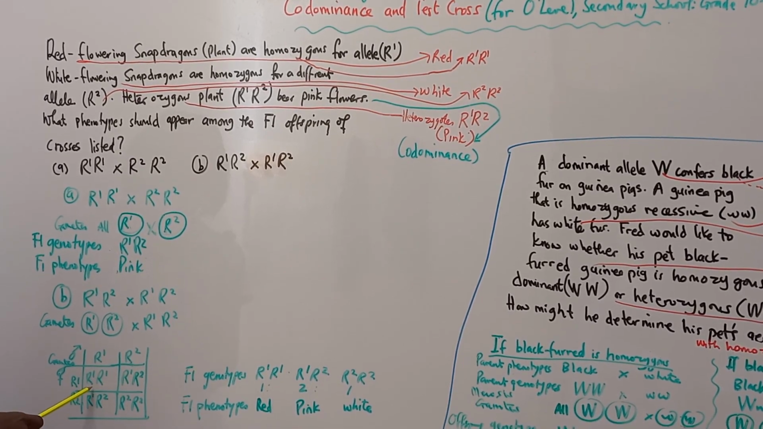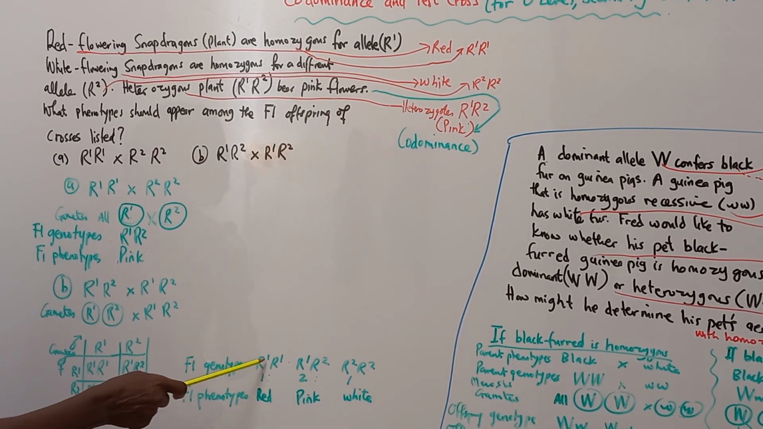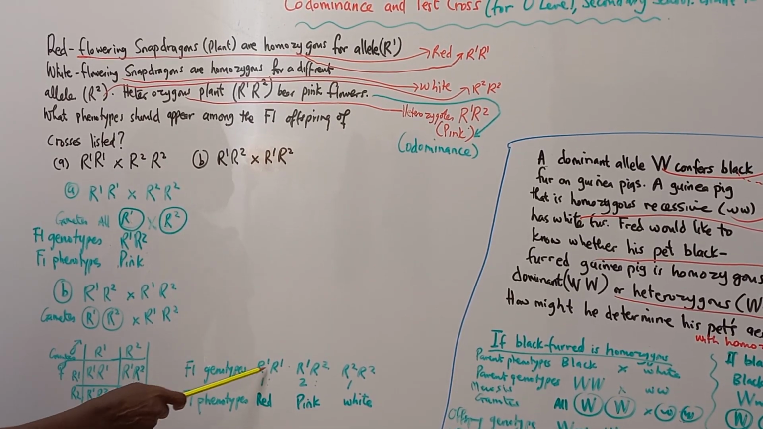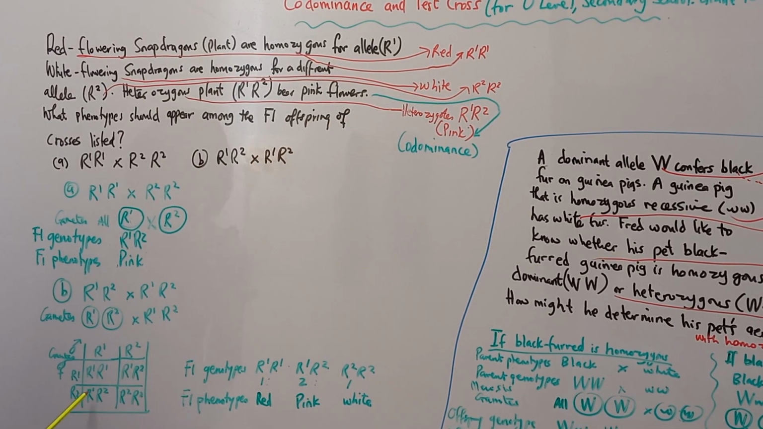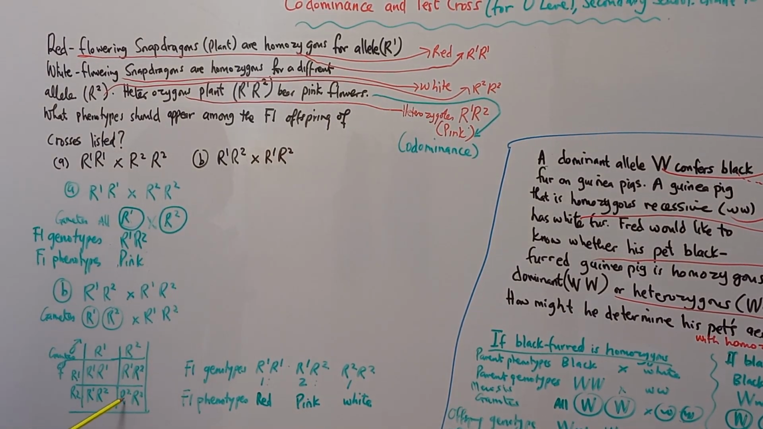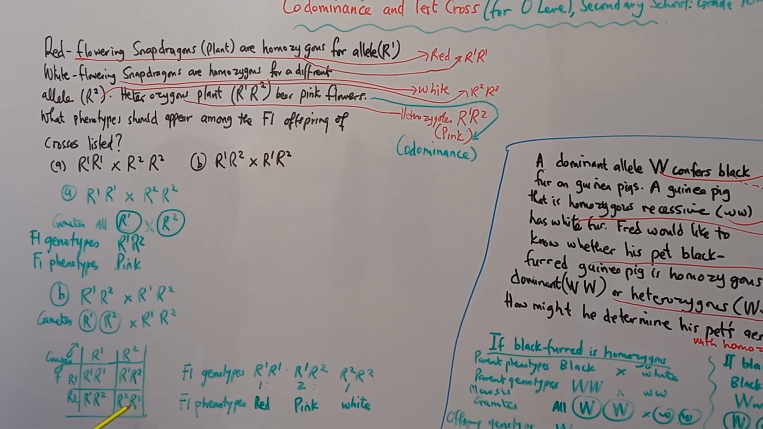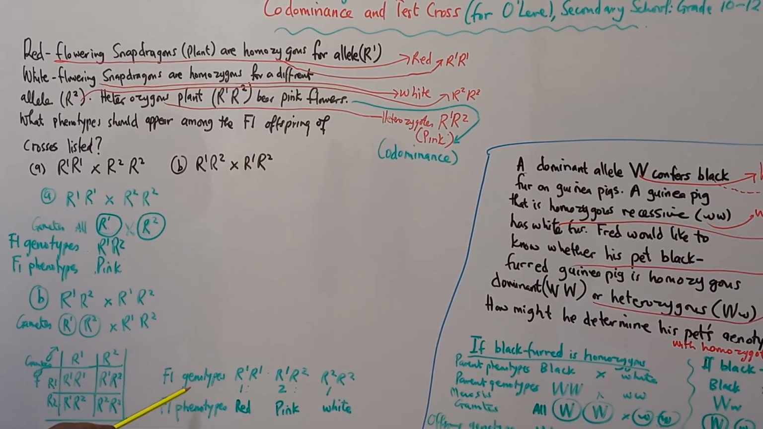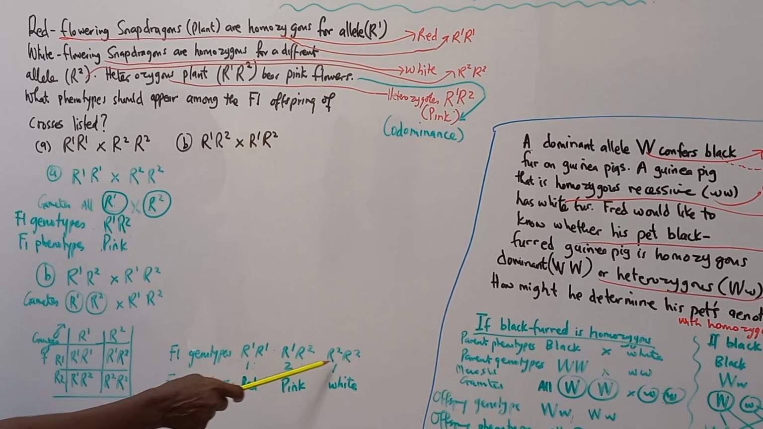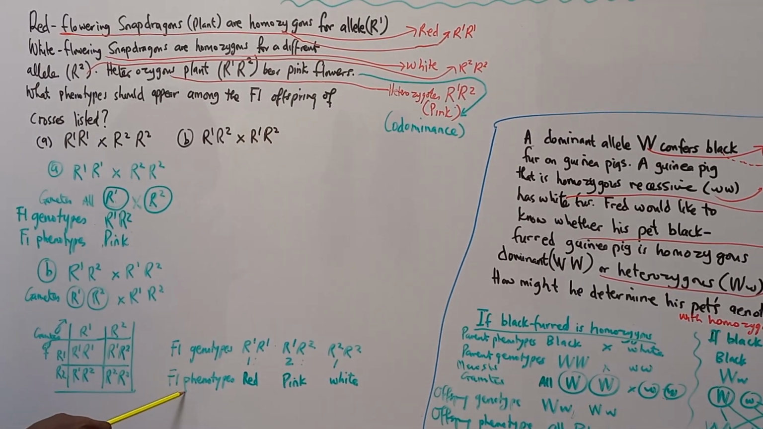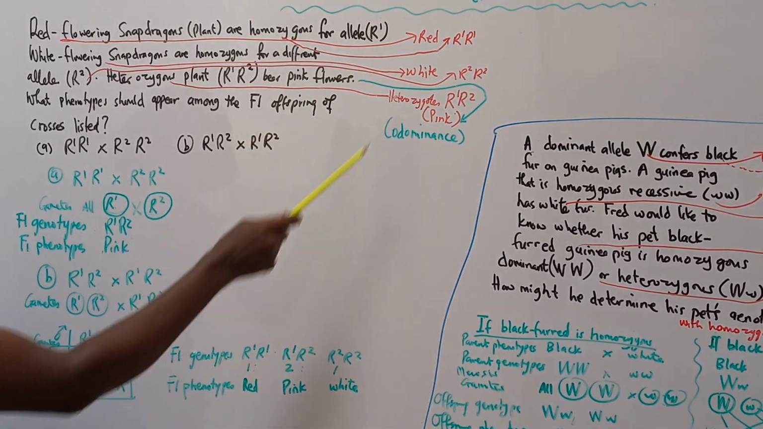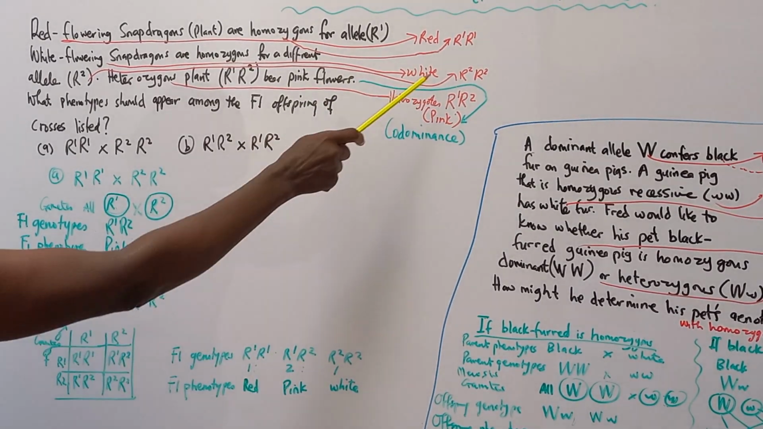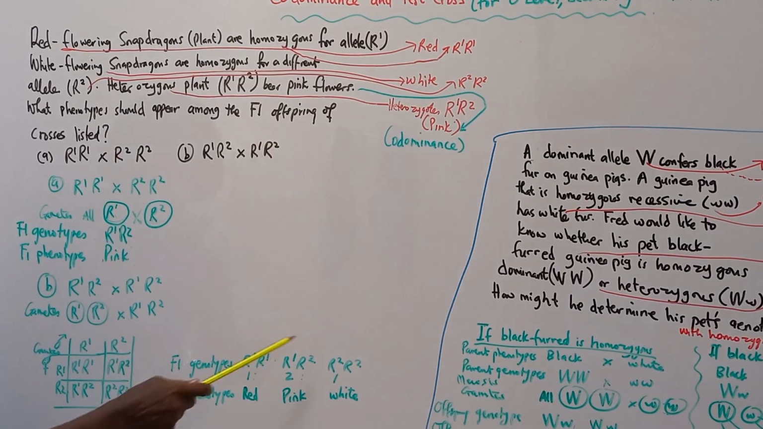These offsprings, we write the F1 genotype. We have genotype R1, R1 is one of them. We have genotype R1, R2, and we have two of them, this and this. And we have genotype R2, R2, and we have 1. So we have genotypes 1:2:1, and we have phenotypes. This is red from up here, this is pink from up here, and this is white from up here. So these are the phenotypes.